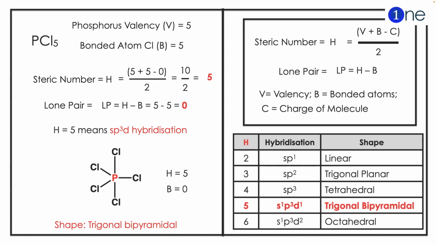PCl5 valency is 5, bonded atoms are 5. So if you apply the steric number formula, H equals 10 by 2. 10 by 2 gives 5. Then lone pair is 5 minus 5 equals 0. So you have H5. H5 means sp3d1 hybridization, which is trigonal bipyramidal. So the shape of PCl5 is trigonal bipyramidal.